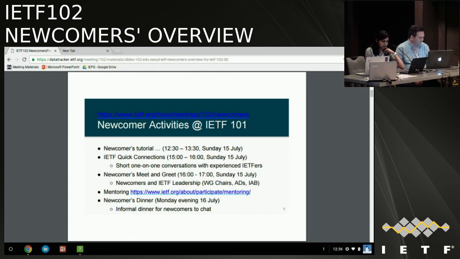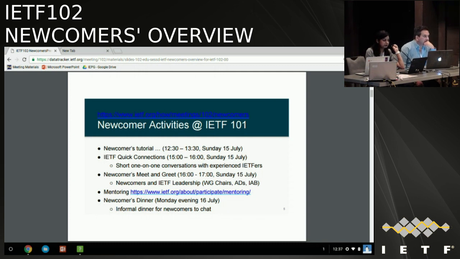Then today evening, I hope you all have registered. From 3 to 4, we have an IETF quick connection session. This is basically, as Rich says, like speed dating. So you'll have short one-to-one conversations with a lot of experienced IETFers. You'll get to know what everyone is doing, and you can try to see which people you want to work with, what areas you are interested in.